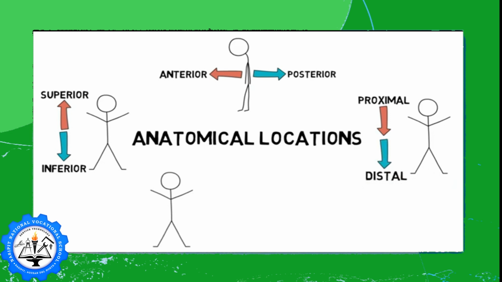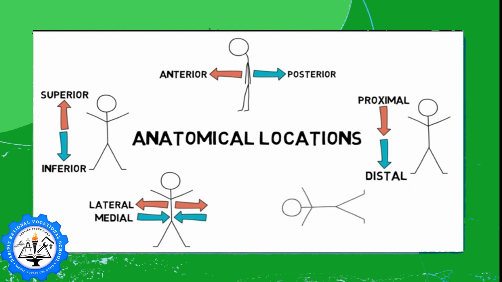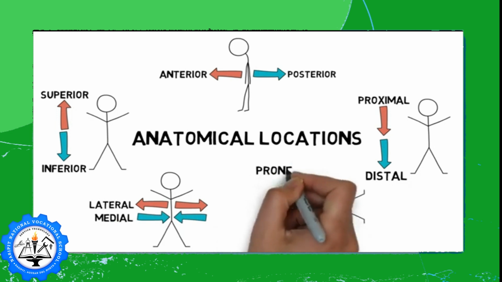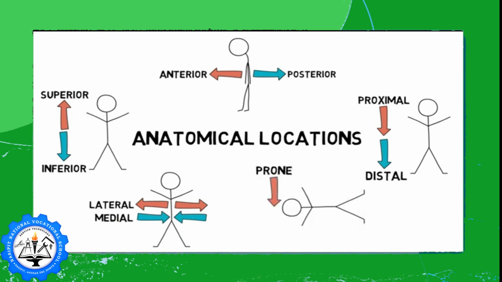Lateral refers to a position further away or outside of the body. Medial refers to a position near the middle of the body. Prone refers to lying flat, facing down towards the floor. And supine refers to lying flat, facing up towards the sky.